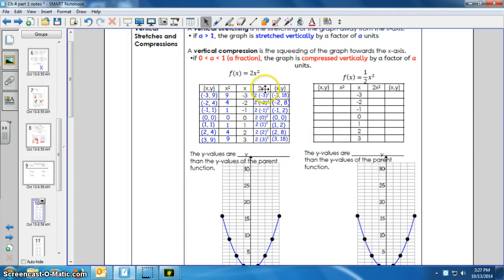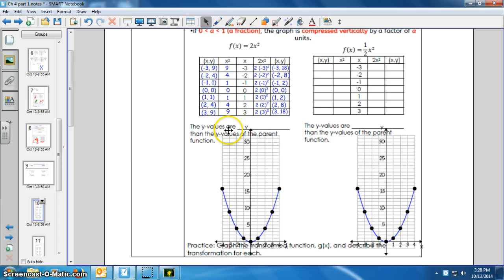Again, plugging these values in for the x here for 2x squared, and then what our ordered pair would be. So let's see where y values are on this side. What compared to the parent function y values? Well, they were double, or you could say greater.